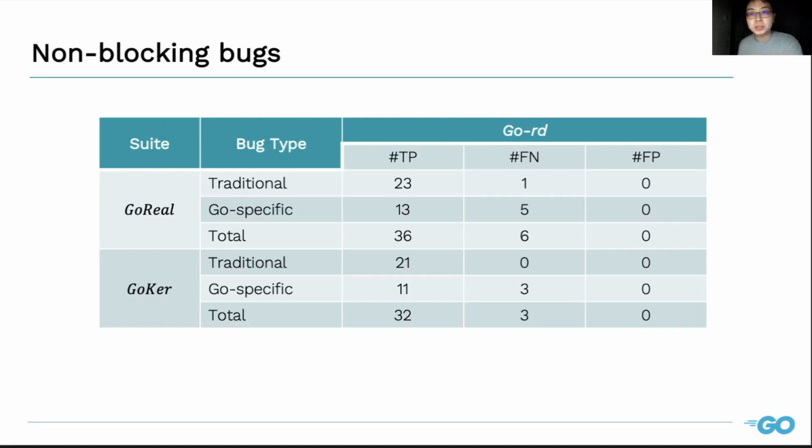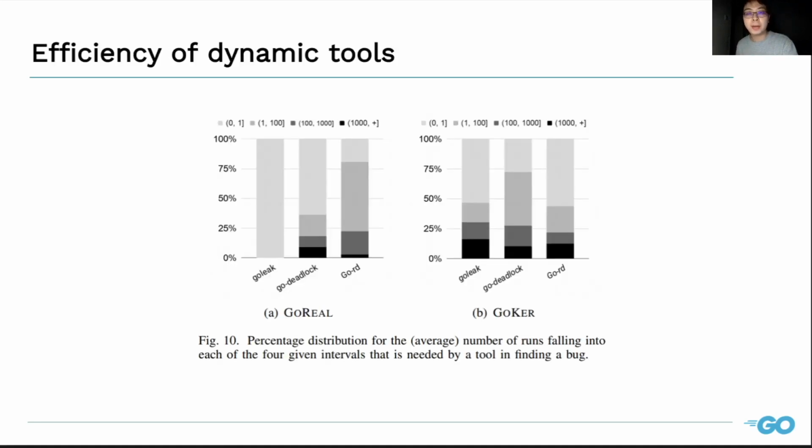For non-blocking bugs, the built-in race detector performs pretty well. The false negatives are mainly due to the order violations in the user programs or standard libraries. We also apply dynamic tools on GoReal and GoKernel respectively, and record the first time a tool reports a concurrency bug. The result shows that dynamic tools often require many runs to report bugs.